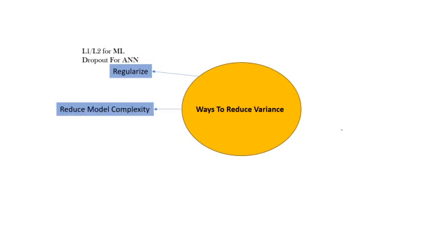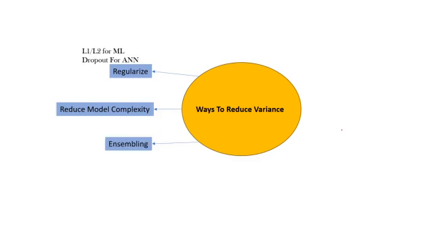Then you can reduce the model complexity, where you can just simplify the architecture. Like if you are using, say, a decision tree, you can reduce the depth, or you can remove some of the layers if you're using a neural network.